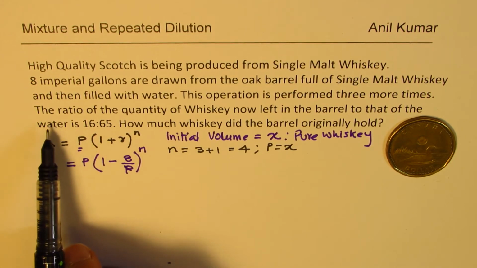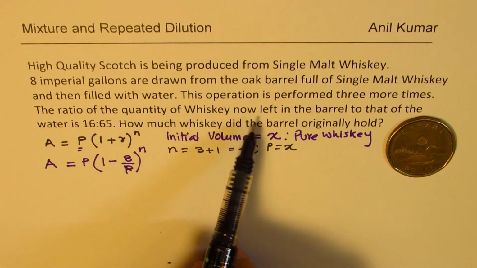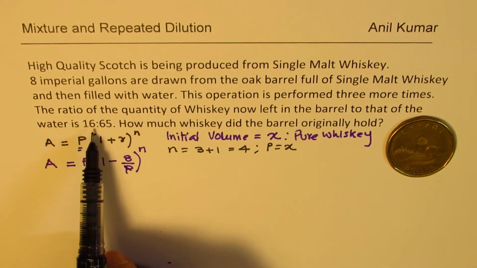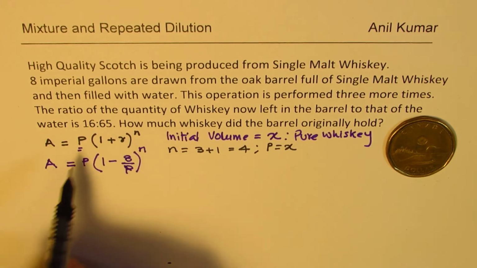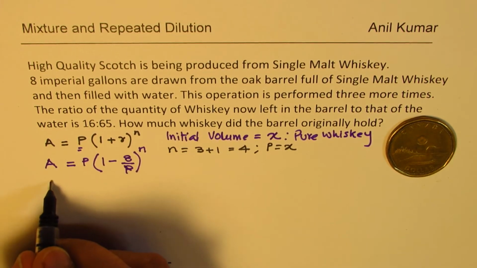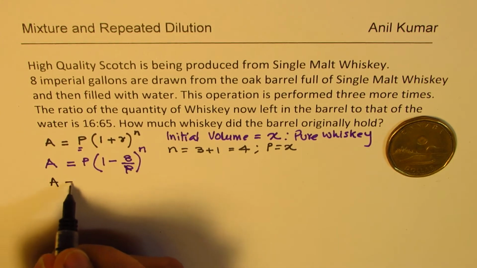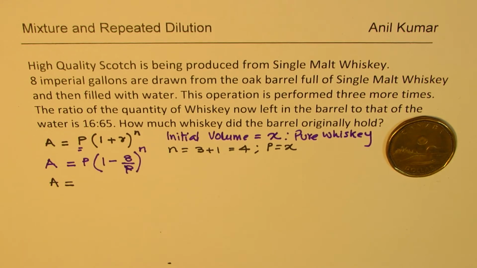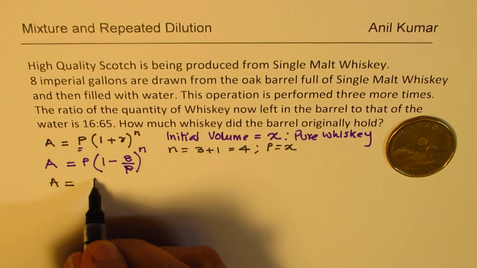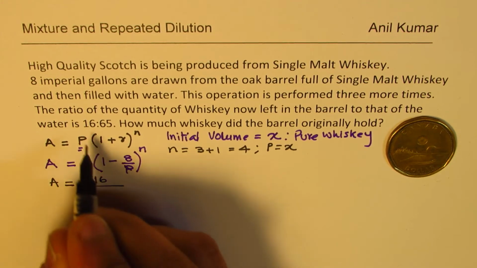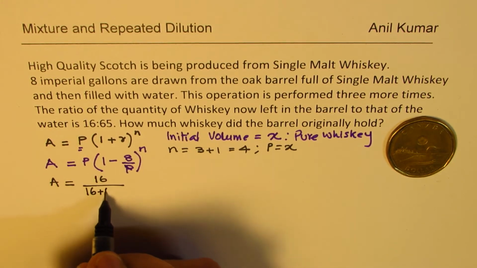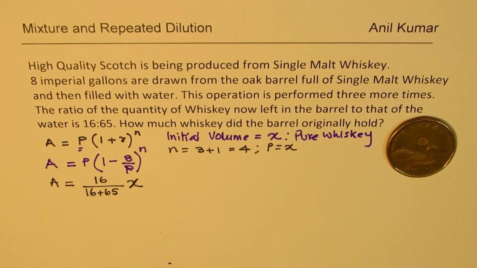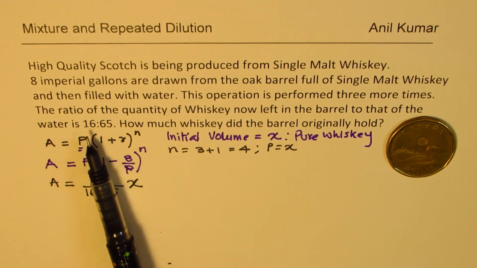Now it says the ratio of the quantity of whiskey now left in the barrel to that of the water is 16 to 65. So that gives us the A value. What is the A value for us? Well, A is 16 out of 16 plus 65. So you could write A as 16 out of 16 plus 65 of the X value. So now what is left is only this ratio.